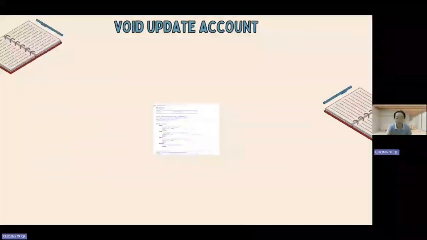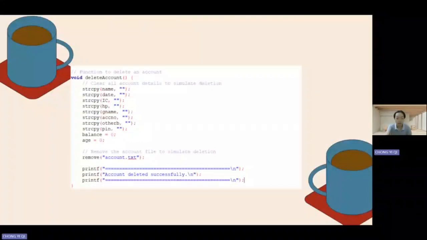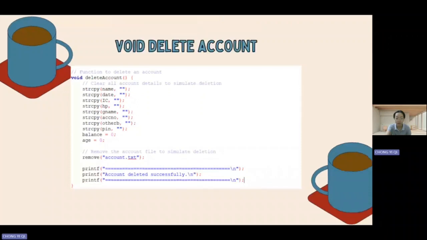Next, delete account. The delete account function simulates the deletion of an account by clearing all account details and removing the account file. The function sets all account-related variables to empty strings or 0. This effectively clears all the stored account details. The function also removes the account file to complete the deletion process. Lastly, the function prints a success message indicating that the account has been deleted.